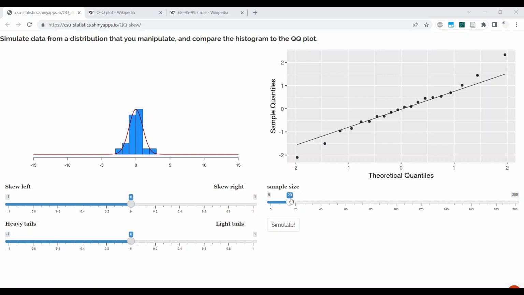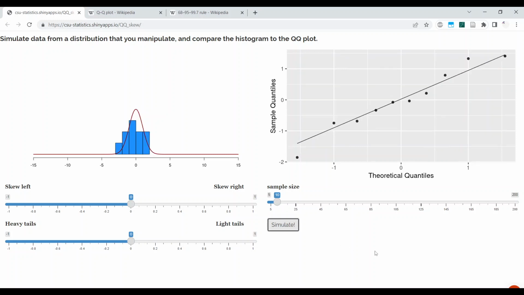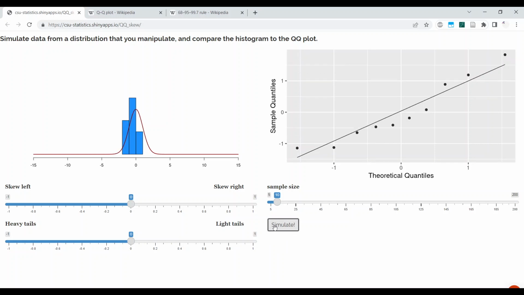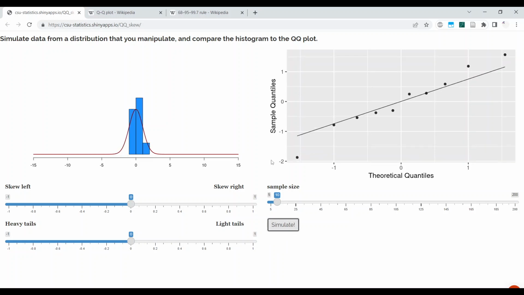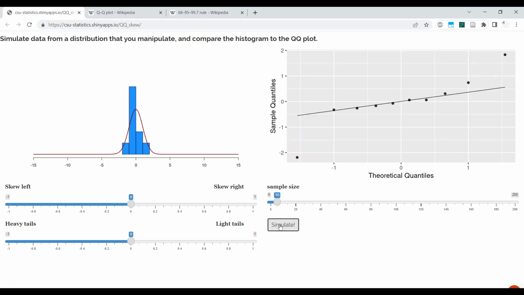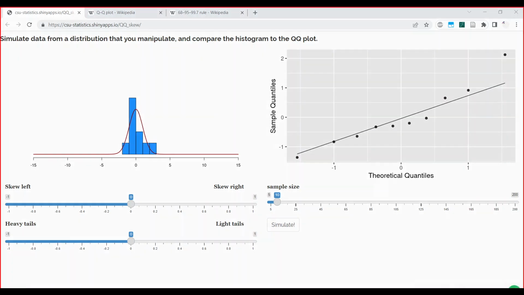I'm going to take the sample size down to 10 because that'll make this easier to explain. I'm going to hit simulate. Okay, and I can do this over and over again. And I want you to notice if you just look at the horizontal position of these data points, they stay the same every time I hit this. Let me just point this out.